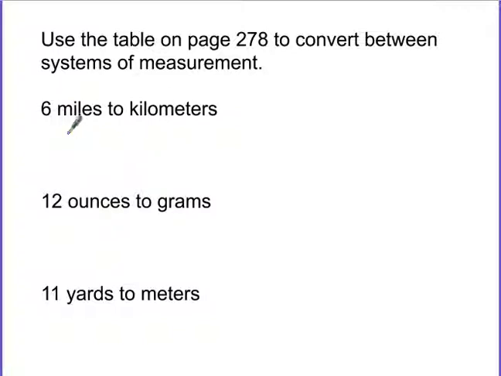So when you have these simple one-step conversions, all you have to do is write down the original value, 6 miles, and I want to multiply by a conversion factor. If you'll open your books to page 278, that has the conversion factors that you'll need for this lesson. On there, I can see that 1 mile is approximately 1.609 kilometers.